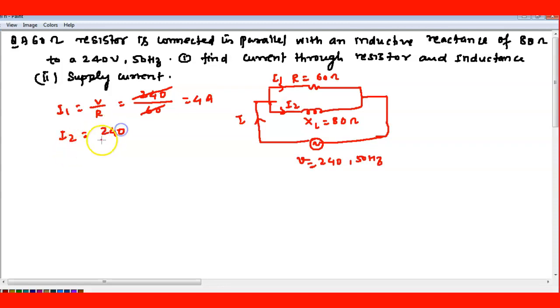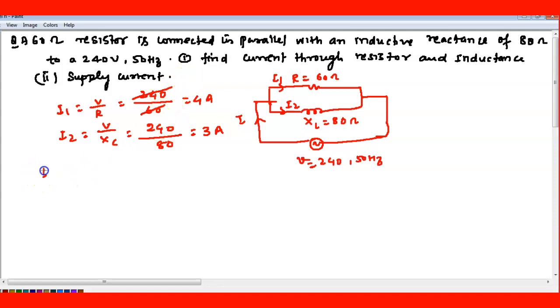240, bracket formula here, also write V by XC. So 240 upon 80, this is 3. Right? This one here.